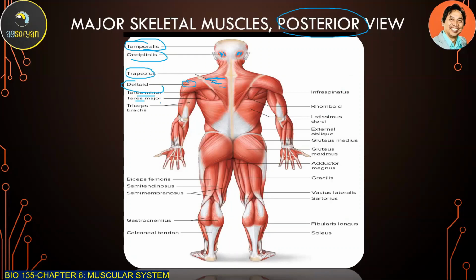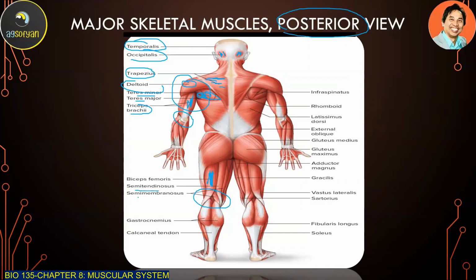Teres minor and teres major. These are also muscles used for movement in our shoulder over here. Triceps brachii, this is on the back, and this is the one that will extend our elbow. Biceps femoris, this is part of the hamstring muscle, the muscle on the back of our thigh. Usually if we contract this, it will flex the knee. So this is for knee flexion.